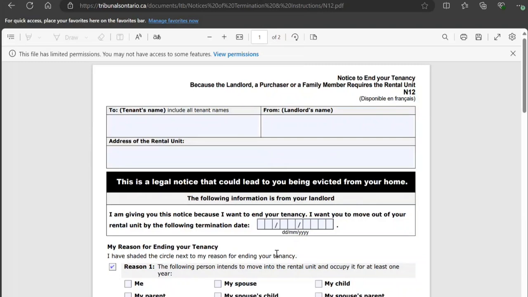Of course, if you read the LTB website, they have given the allowed methods to serve as well. So it shouldn't be something where you just stick it on their door. That's not acceptable. And always have a copy of the notice. If you're sending by email, then that's another thing, you'll always have a copy by default.